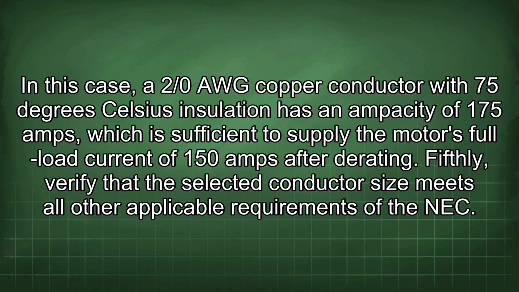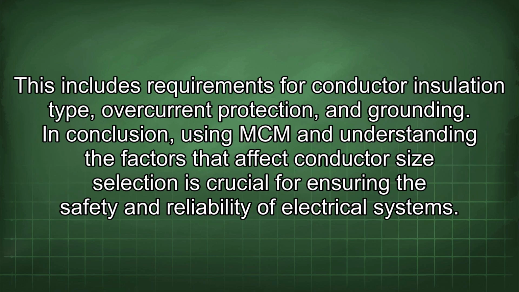In this case, a 2/0 AWG copper conductor with 75 degrees Celsius insulation has an ampacity of 175 amps, which is sufficient to supply the motor's full load current of 150 amps after derating. Fifthly, verify that the selected conductor size meets all other applicable requirements of the NEC. This includes requirements for conductor insulation type, overcurrent protection, and grounding.